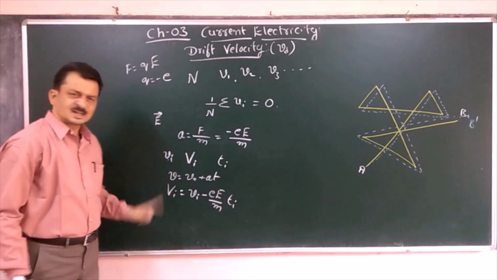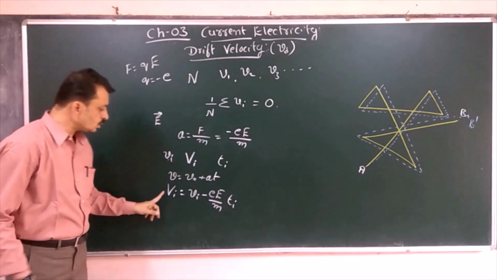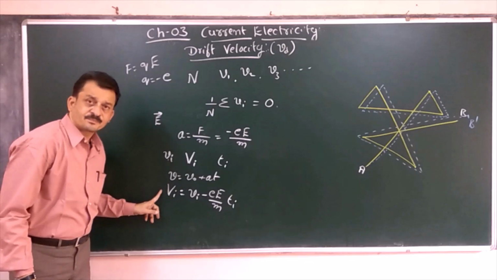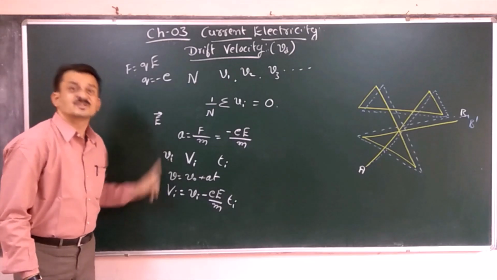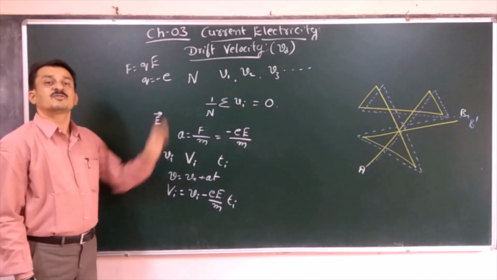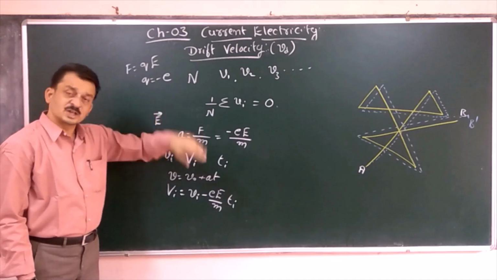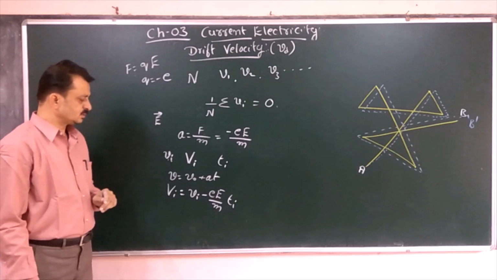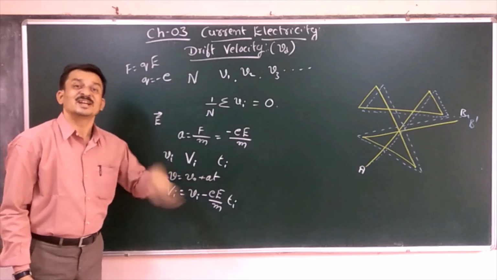So from this relation we get this relation. Now it is the velocity of the ith electron after a certain collision, taken over, before the next collision.